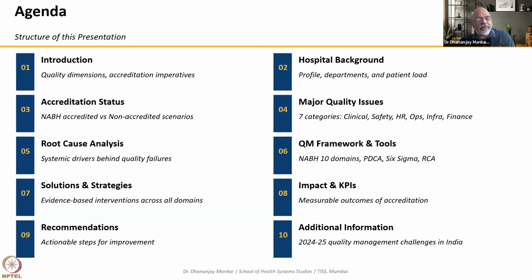With respect to applying the quality framework, and before that, the importance of root cause analysis with respect to the system. What are the reasons? What are the failures identified, and the quality management tools which are more geared towards NABH, the domains, PDCA, Six Sigma, all that will be discussed. The solutions for these issues will be identified with respect to the evidence.